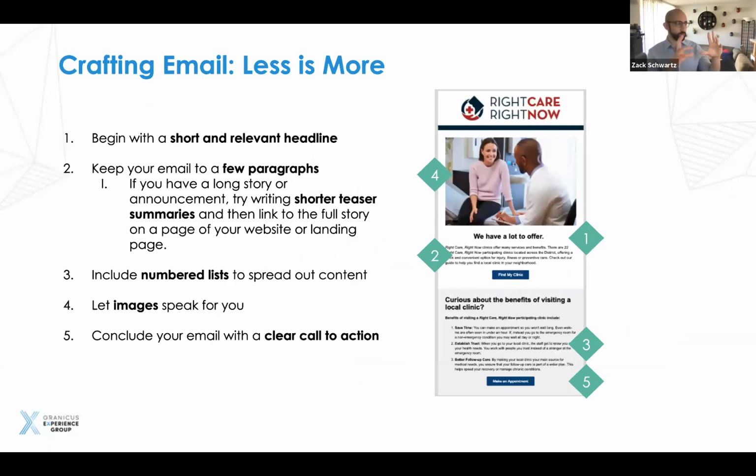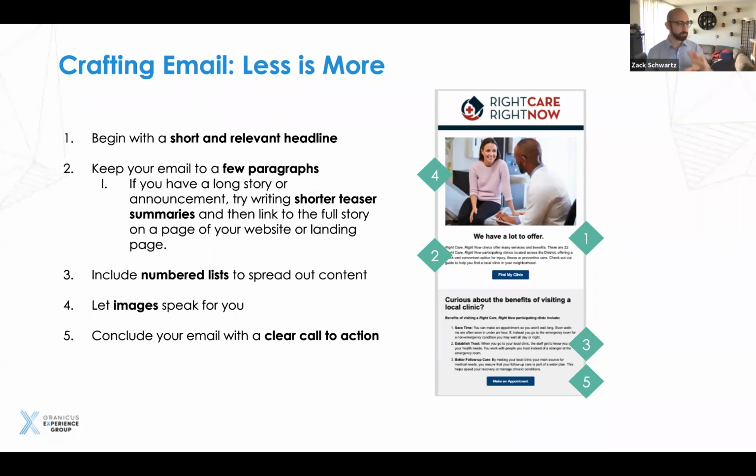So what we have here is we started with a short, relevant headline. We have a lot to offer. It catches your attention. It makes you question, what do you have to offer? It leads to more thinking about what we might have for you. Also, we have a lot to offer to you. There's a value proposition there. You're going to get something out of it if you read the rest of this email.